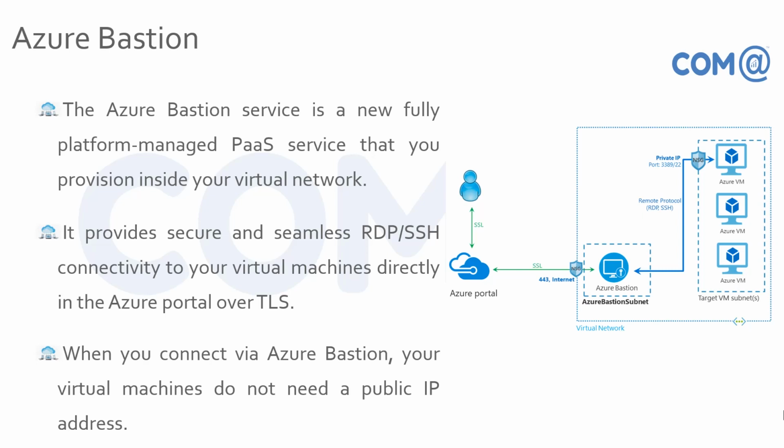Similarly, Azure Bastion provides secure and seamless RDP or SSH connectivity to your virtual machines directly in the Azure portal over TLS. When you connect via Azure Bastion, your virtual machines do not need a public IP address, because the public IP address is going to be available for the Azure Bastion. So using that public IP, we will connect to the Azure Bastion, and from there you can connect to the internal servers, whichever you want to connect.